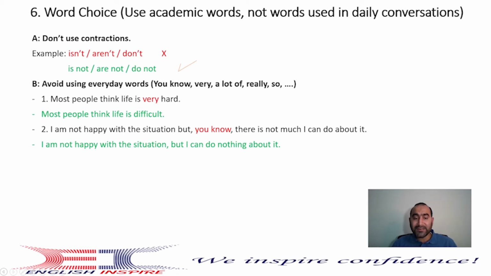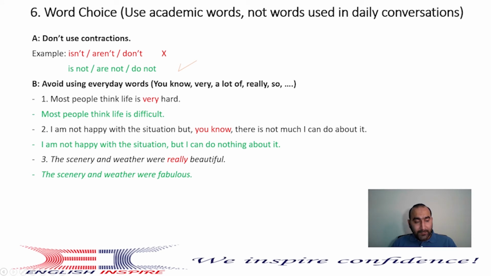Again, this is informal. How can I change the sentence to make it suitable for my academic writing? I'm not happy with the situation, but I can do nothing about it. So I just omitted you know from the previous sentence. The third example, the scenery and weather were really beautiful. The scenery and weather were fabulous. So again, I crossed out the word really here.